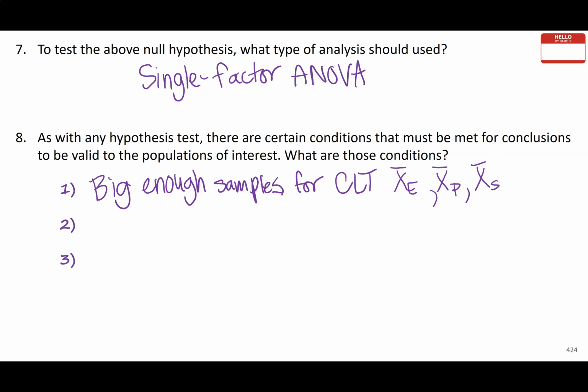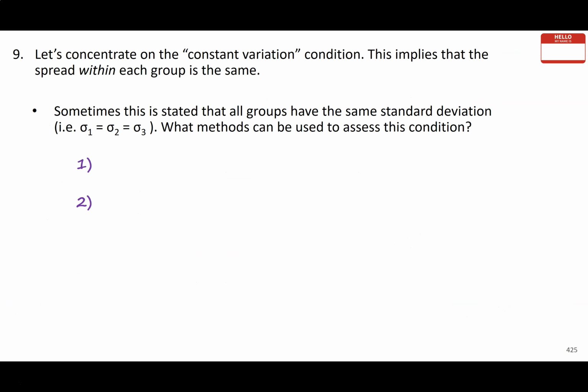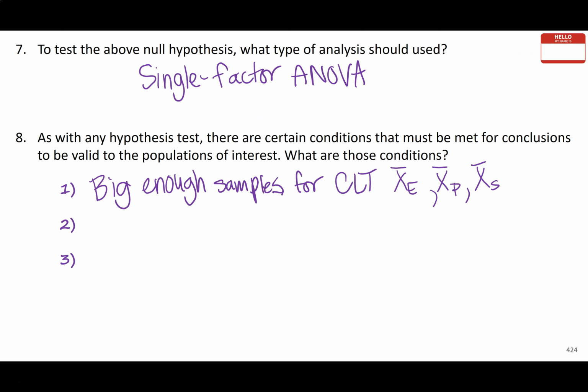That is going to be true, I believe. Our smallest sample is 42, so we should have big enough samples for the central limit theorem to kick in. Constant variation, I'm going to leave for last. So, independent observations. This is going to be true as long as if student 1 is in group 1, they can't also be in group 2 or group 3. As long as each participant is only in one group, yes.